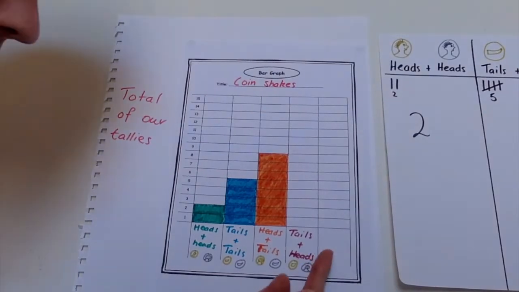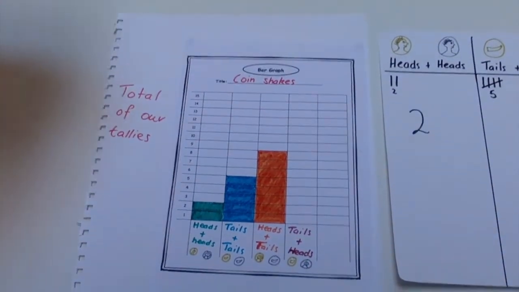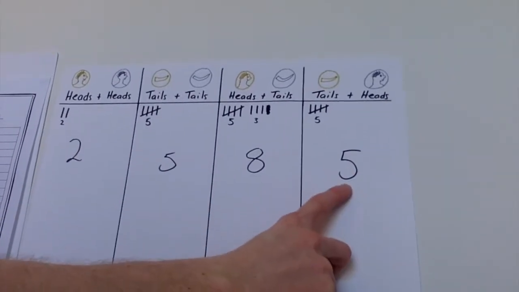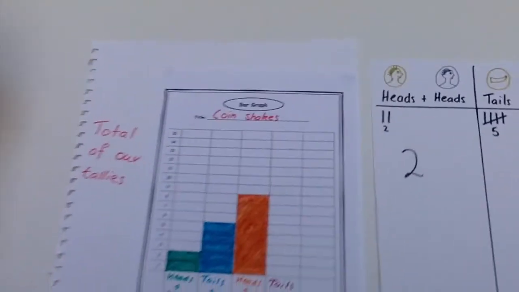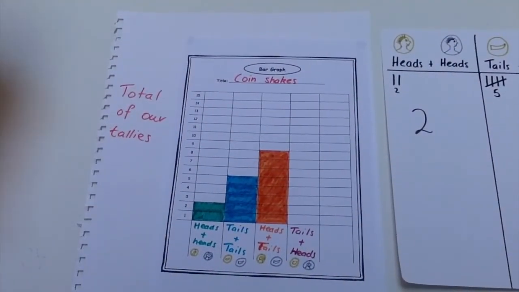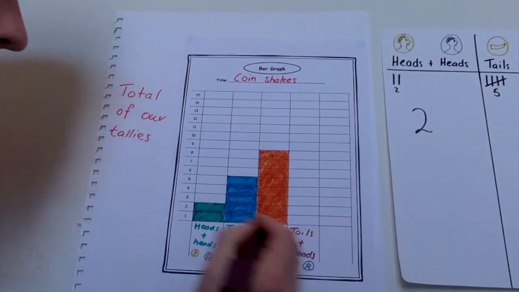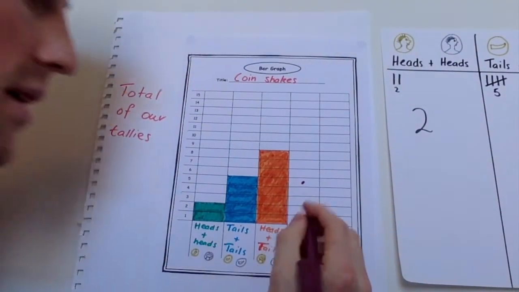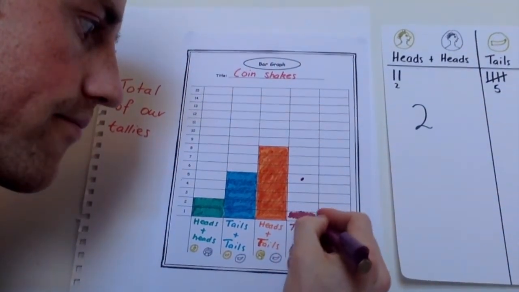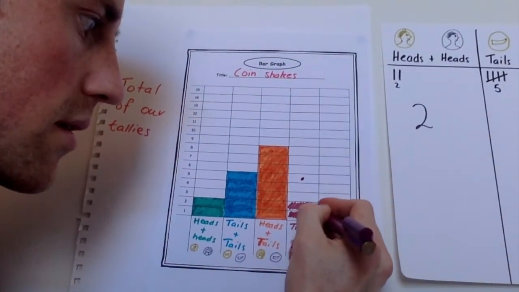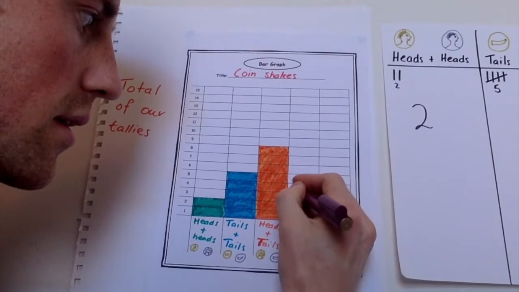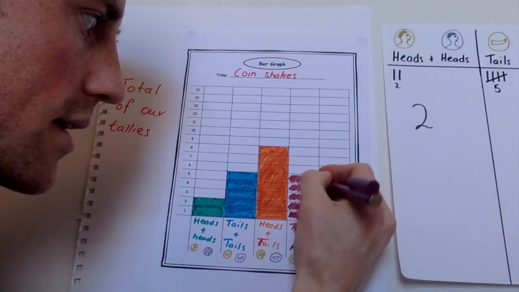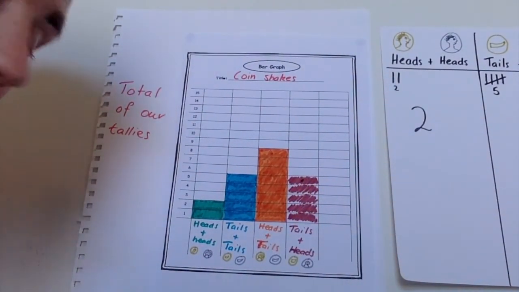So, we have our tails and heads, okay? So, our total in our tally for tails and heads was 5, okay? So we need to colour in 5 boxes or rectangles, okay? So again, you can go up to 5, to here, okay? So again, colour in all the boxes, okay? And this is my last one on the dot, 5, okay? And then colour in till nice and neat, okay?